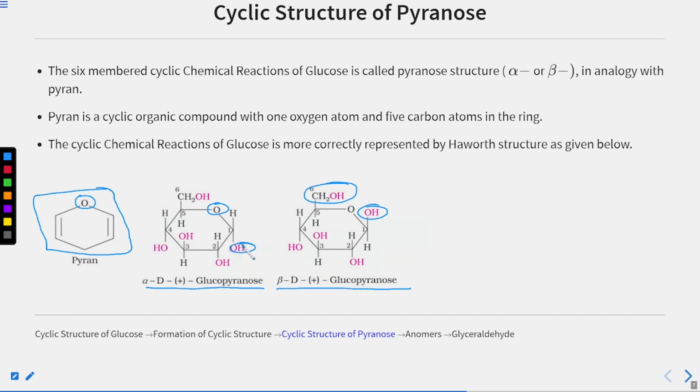So if I ask you in what way is the attack happening, so in this case the OH group must have attacked from the upside. So this carbonyl center has been attacked from the upside. Due to this reason this OH group went down, and it has resulted in alpha form. Whereas in the case of your beta, this OH has attacked from the downside and it has formed this beta. So these are the two structures of our cyclic structure of the glucose, and it was represented by Haworth projection. This is called as Haworth projection.